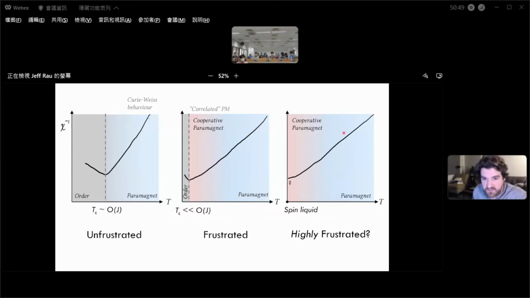And so the regime we're trying to get into here is, well, can we push this ultimate transition temperature? Can frustration push this all the way down to zero? Right, get rid of that ordered phase completely. Okay.